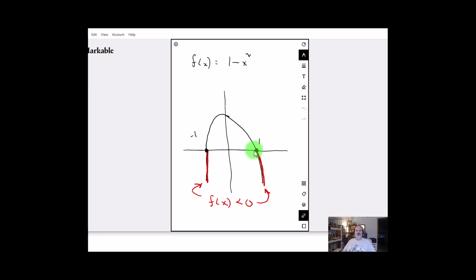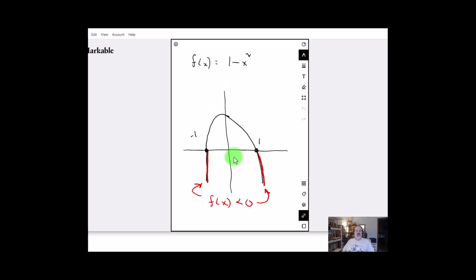The stretches in red are the stretches where the function is less than 0. And we certainly know that 1 minus x squared hits 0 at -1 and 1. And so from negative infinity up to -1, the function is less than 0. From 1 on out to positive infinity, the function is also less than 0. And it's greater than 0 in between -1 and 1.